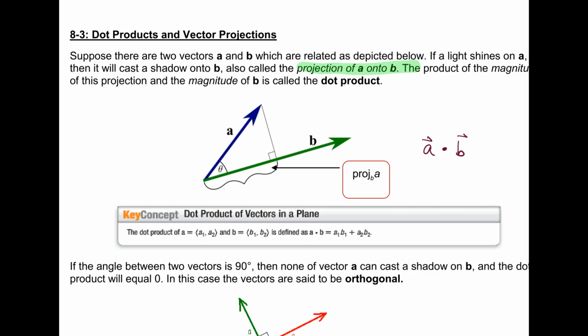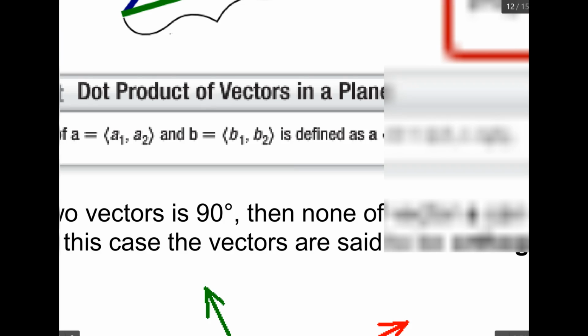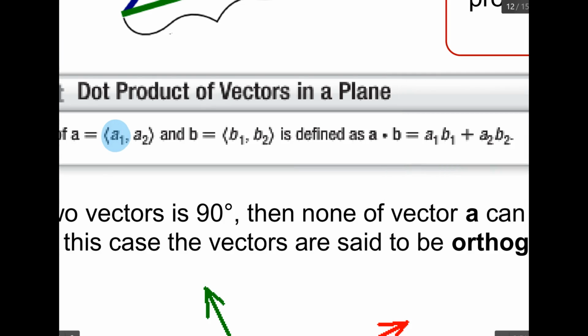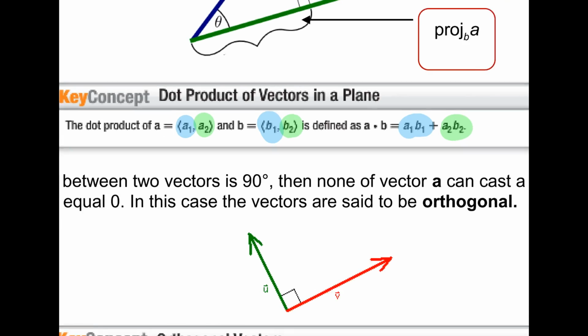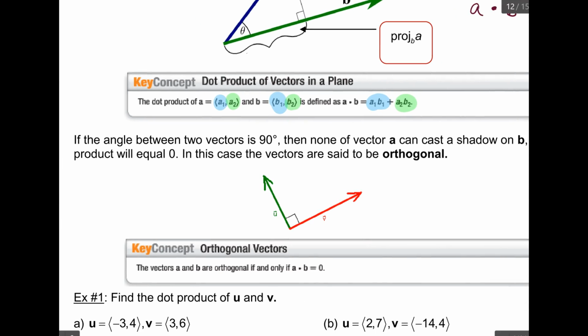Okay, so how do we do this? I have two vectors. Vector 1 is A, vector 2 is B. If I take A1 times B1 and then add it to the multiplication of A2 times B2, that will be your dot product. So when you take a dot product, you'll get one single answer. It's more or less a formulaic way to find it.